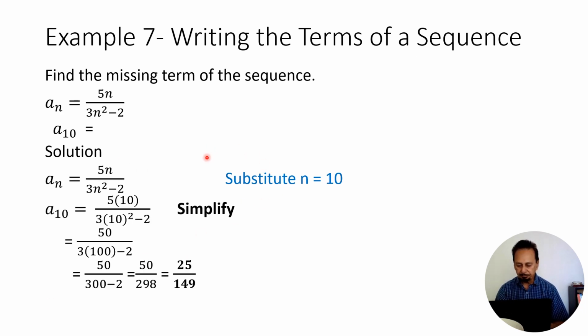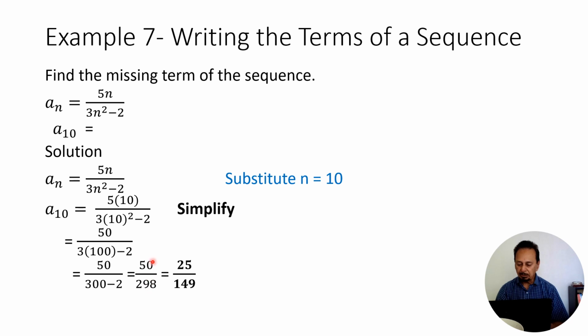Find the missing term. Here we have the nth term formula: a sub n is 5n over 3n squared minus 2. We have to find a sub 10. So we substitute n equals 10 in the given formula. This becomes a sub 10 equals 5 times 10 over 3 times 10 squared minus 2. 5 times 10 is 50, 10 squared is 100, 3 times 100 minus 2, so it'll be 50 over 300 minus 2, which is 50 over 298.